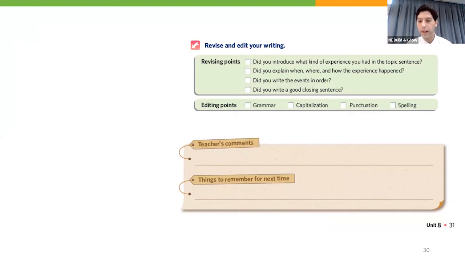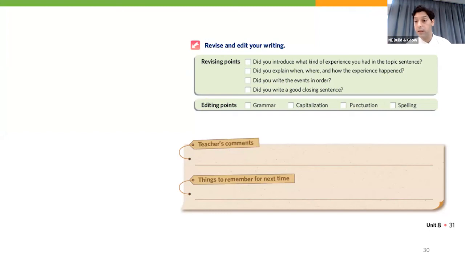So revising points. Did you introduce what kind of experience you had in the topic sentence? If I'm a student and I'm looking at my classmates' writing, this is very clear. Did they do that? Did they introduce the experience, yes or no? So check or not check. Did you explain when, where, and how the experience happened? Okay, easy. I just look for it and I find it, right? Did you write the events in order? And did you write a good closing sentence? So these are the key points that we are going to look for in this writing exercise specifically.